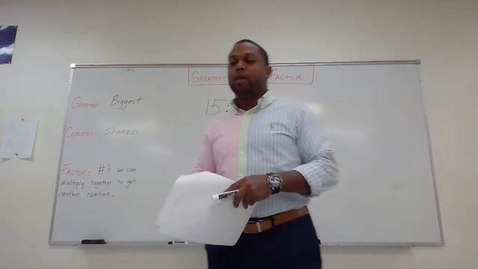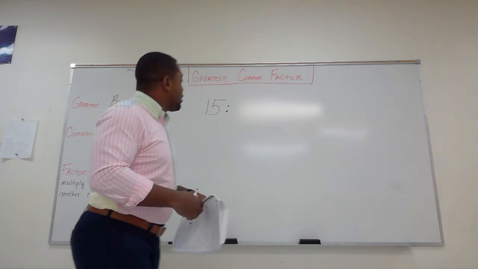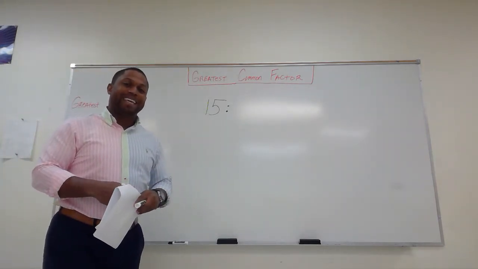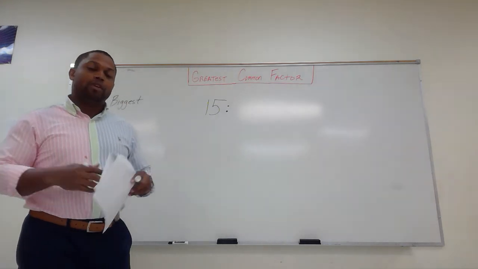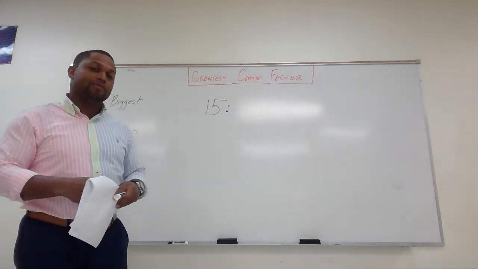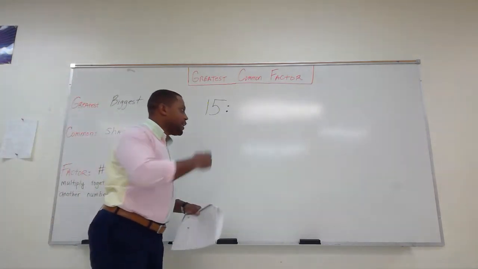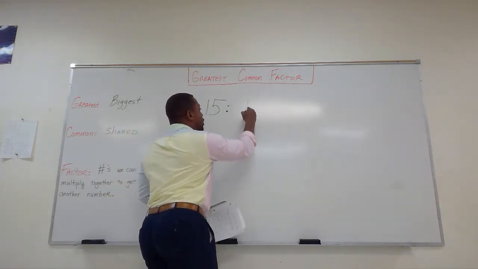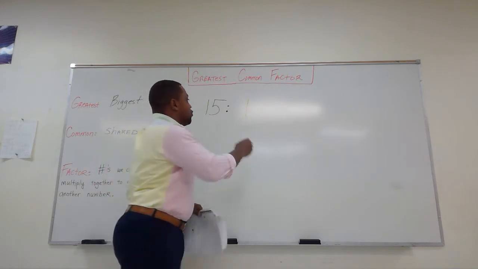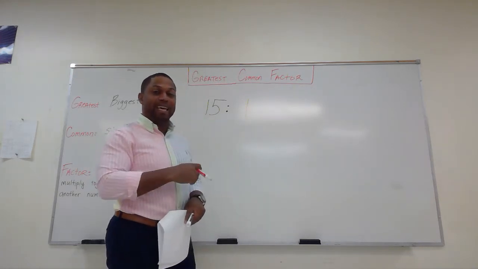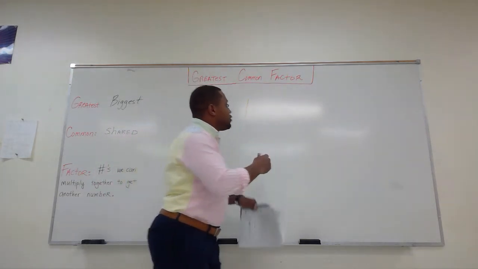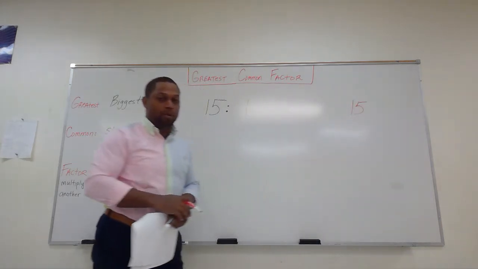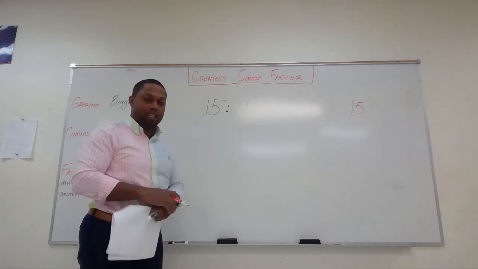With that being said, what if we had the number 15? What numbers can we multiply together to get 15? When we figure all those numbers out, we will have the factors of the number 15. Okay, so we know that 1 will be a factor because 1 times 15 gives us 15. And since 1 times 15 gives us 15, then 15 will also be a number because 15 times 1 is 15.